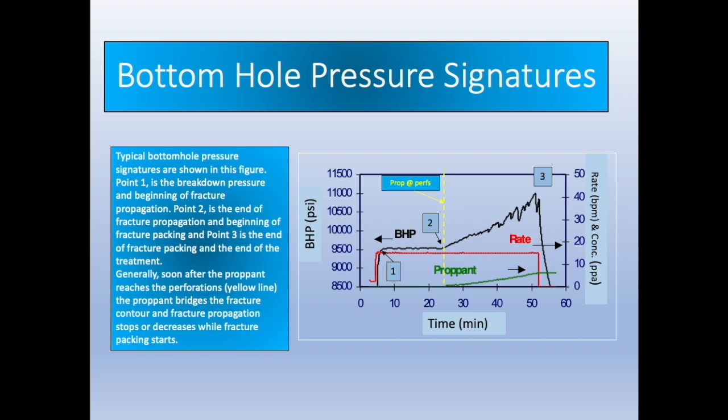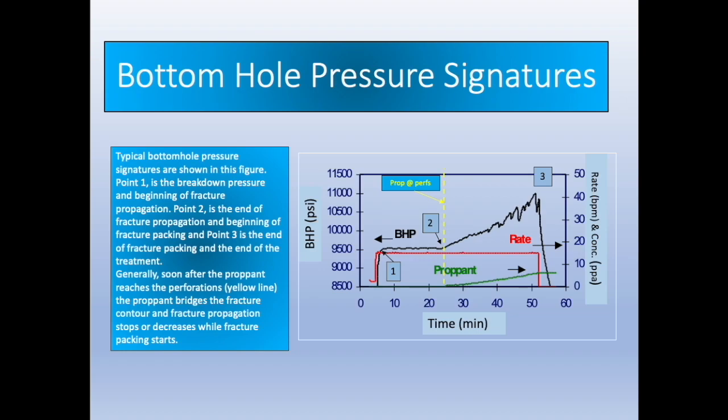Typical bottom hole pressure signatures are shown in this figure. Point 1 is the breakdown pressure and the beginning of fracture propagation. Point 2 is the end of fracture propagation and the beginning of fracture packing. And point 3 is the end of fracture packing and the end of the treatment.